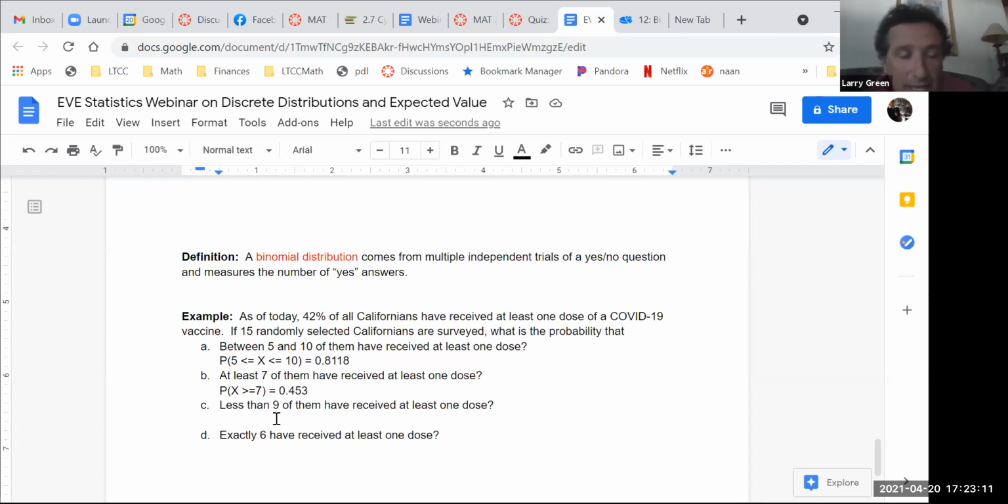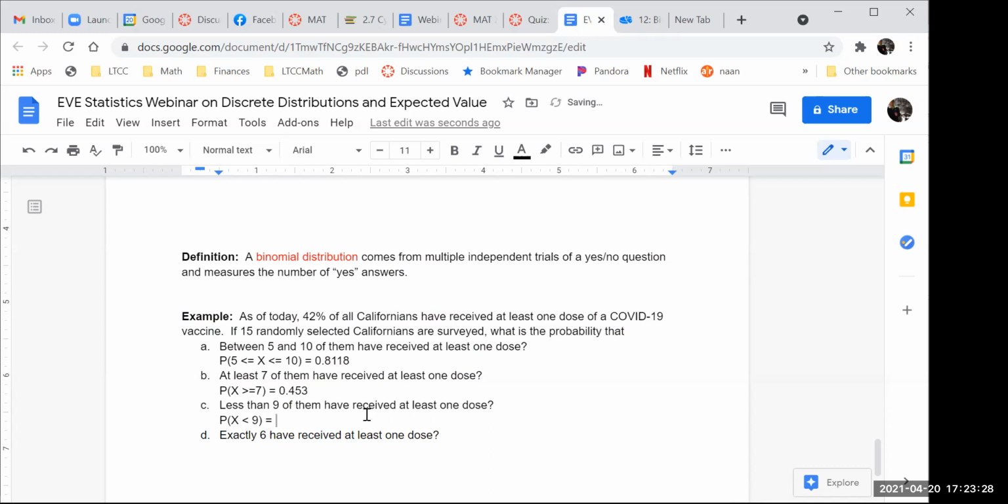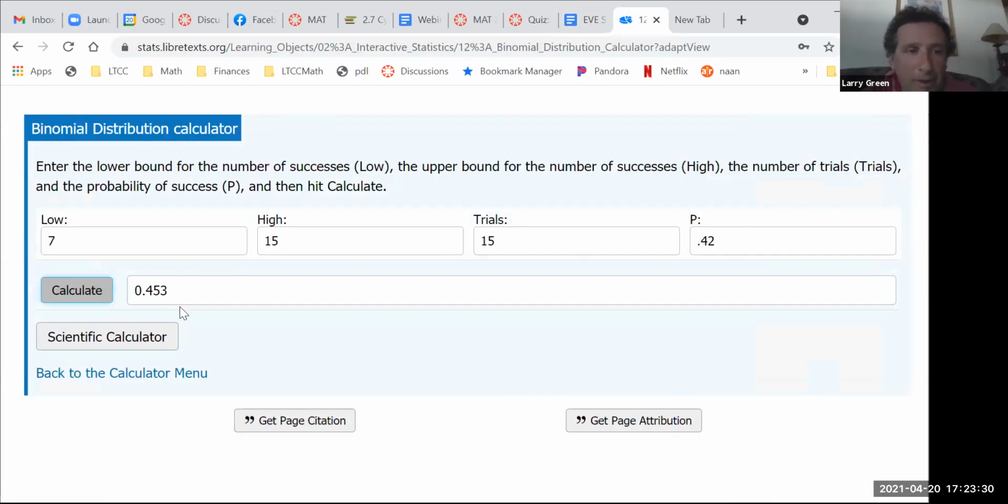Okay, now let's go to part C. What's the probability that less than 9 of them have received at least 1 dose? So what's that the probability of? X less than 9. Okay, this one sometimes is a little harder for people. What's the low for X less than 9? 0. Okay, 0 is definitely less than 9 and you can't be less than 0. What's the high for X less than 9? 8.